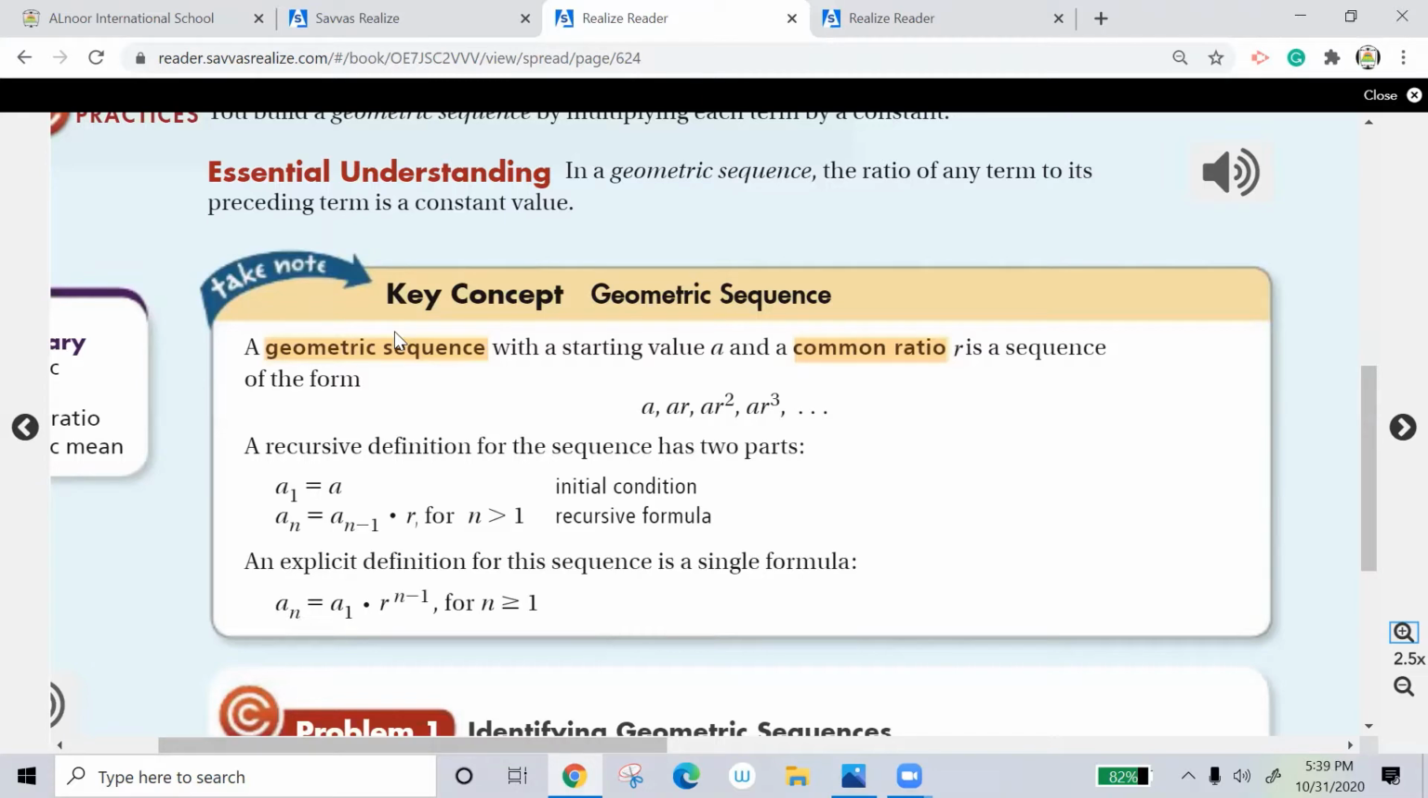We will follow this formula. An explicit definition for this sequence is a single formula: A sub n equals A sub 1, which is the first term, times R raised to n minus 1, for n greater than or equal to 1.